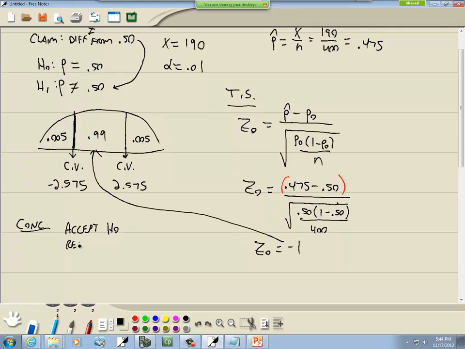Which means we reject H1. And since our claim matches H1, whatever we say about H1 is what we say about our claim, which means we reject our claim.